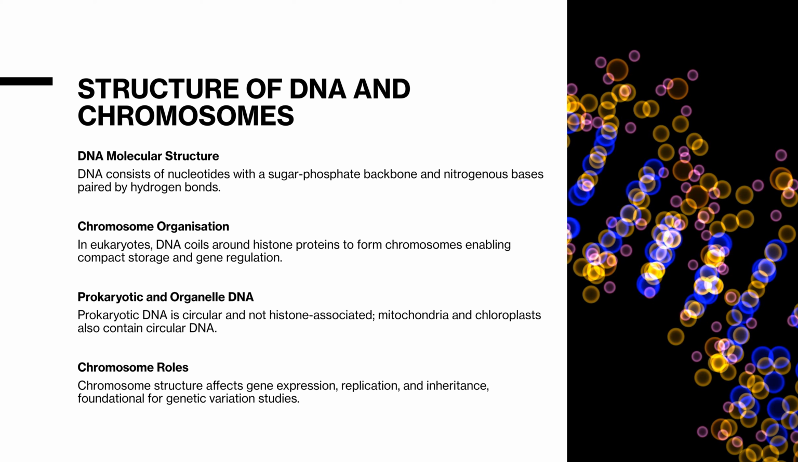In eukaryotic cells, DNA is organized into long, linear molecules associated with histone proteins to form chromosomes. Histones allow DNA to be tightly coiled, enabling large amounts of genetic information to fit inside the nucleus while also playing a role in gene regulation. In contrast, prokaryotic DNA is short, circular, and not associated with histones, reflecting fundamental differences in cellular organization.